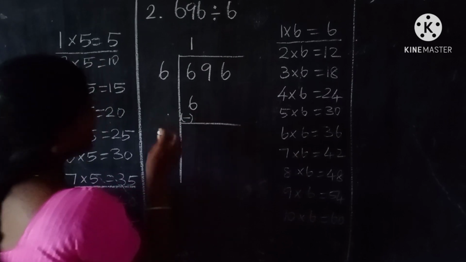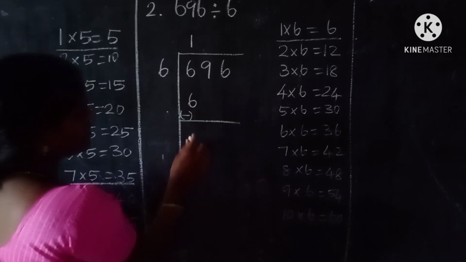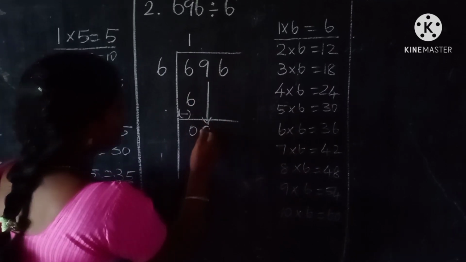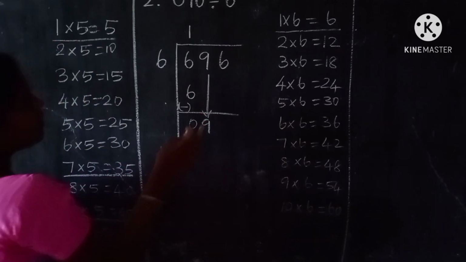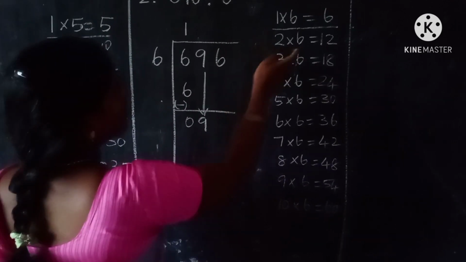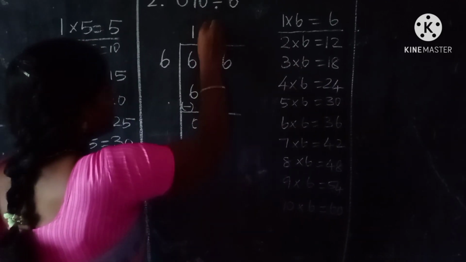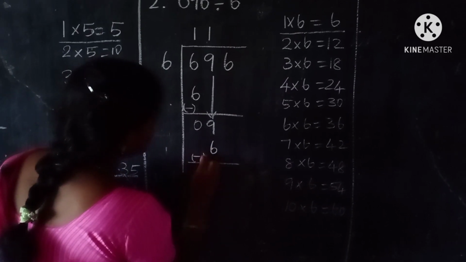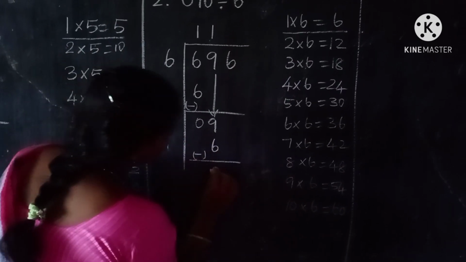Next we put the subtraction symbol. 6 minus 6, 0. Next we write down the next number, 9. How many 6s in 9? 1, 6. So here also write 1. 1 6 is 6. Here put the minus symbol. 9 minus 6, 3.